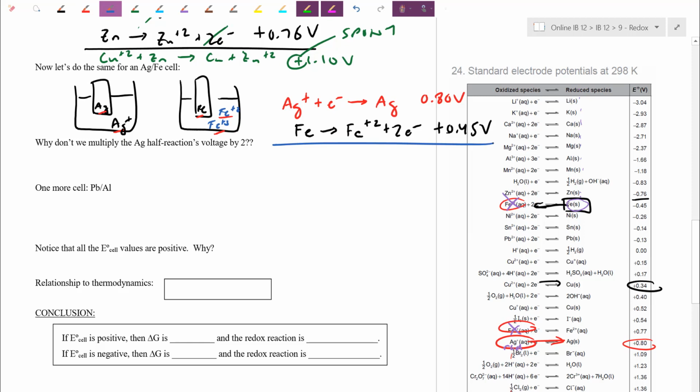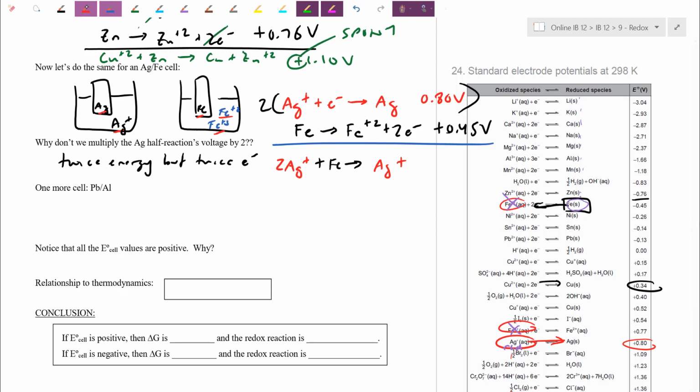So here we go. We're going to double this equation, because I want the lowest common multiple. Technically speaking, you do get twice the energy. So why don't we multiply the half reaction voltage? We do get twice the energy, but we also get twice the electrons. So I just showed you by ratio here, they end up canceling out. So the overall equation is 2 silver ions react with an Fe. They become silver metal, and then we have an Fe2+.